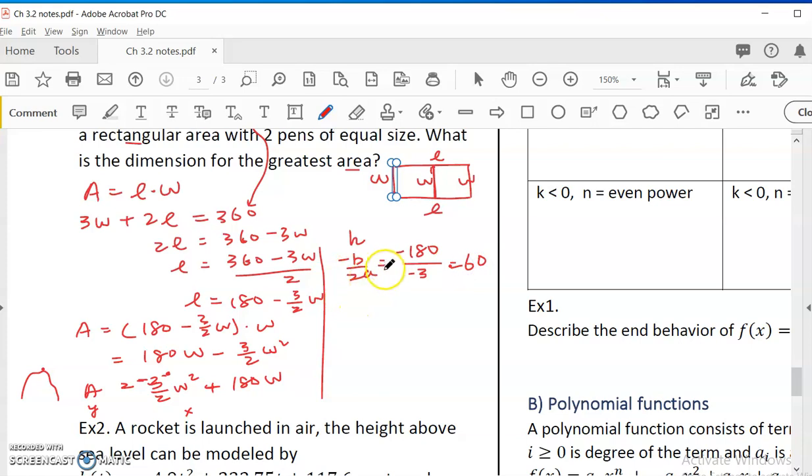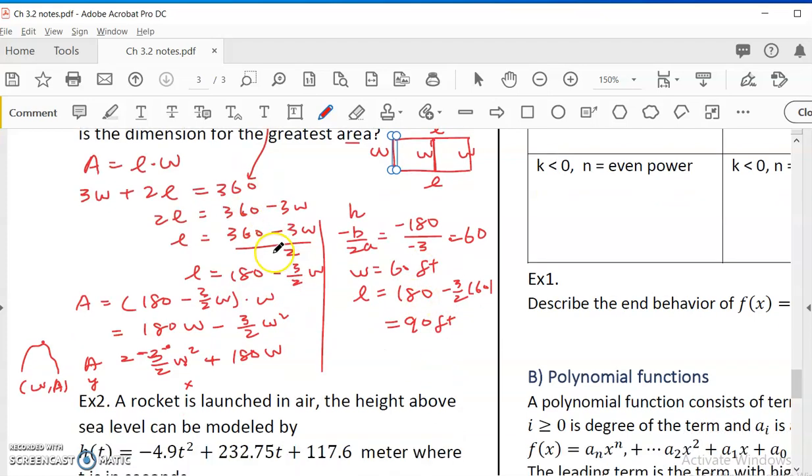So H is W, because our point is (W, A), right? A is the Y, and the X is W. So when W is 60, you have maximum area. So when W is 60 feet, this would correspond to maximum area. And what is the length? Length is 180 minus 3 over 2 times 60. That is equal to 90. So 90 feet times 60 feet will give the dimension for the greatest area.